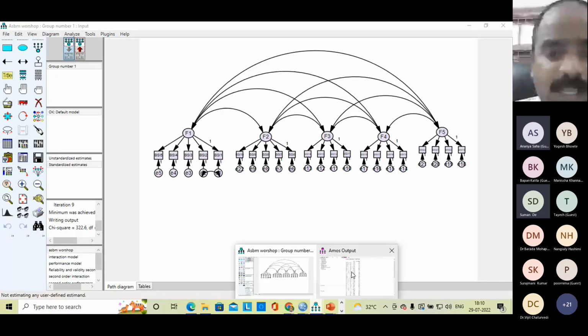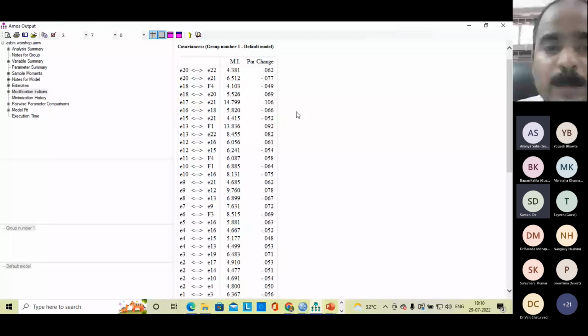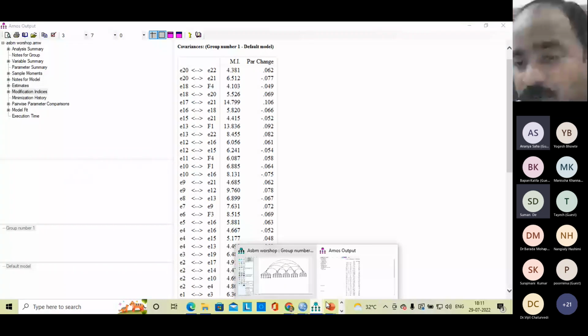Then any other thing? E20, E22. It is also positive, so it can be correlated, 4 point something. E21, E22 is negative. See, E20 to E21, although it is a higher value, 6 point something, it cannot be correlated because it is negative. However, E20, E22 is positive and coming under the last construct.